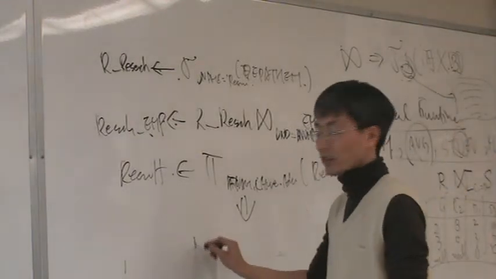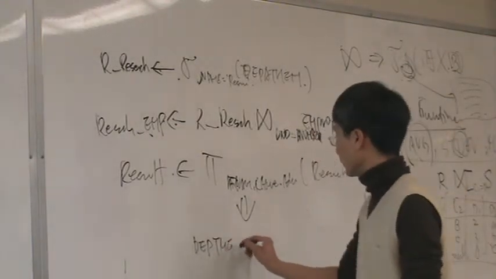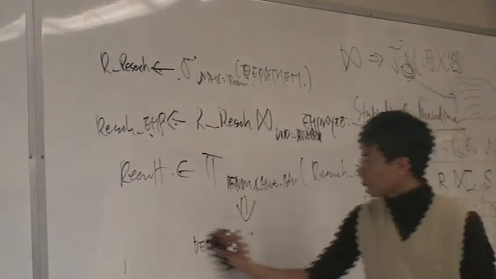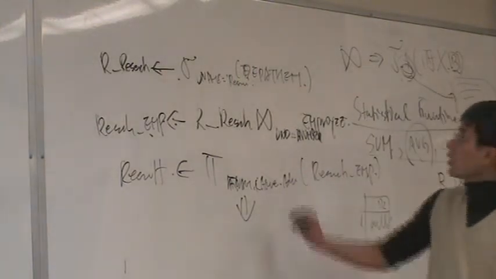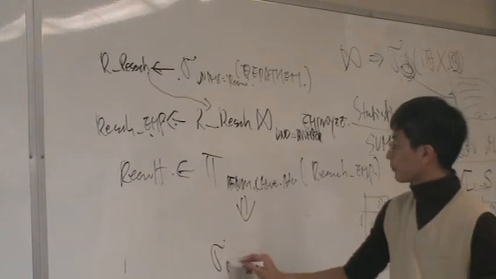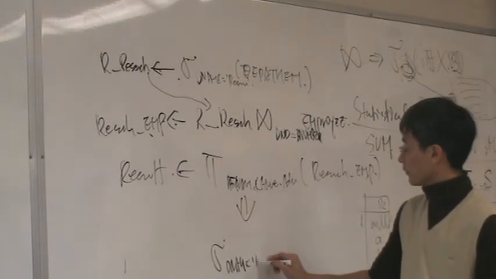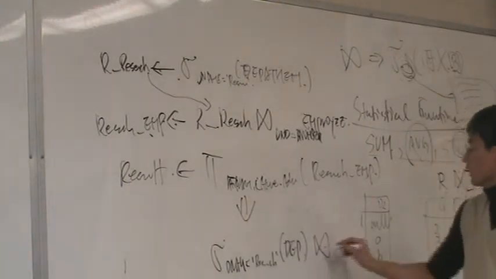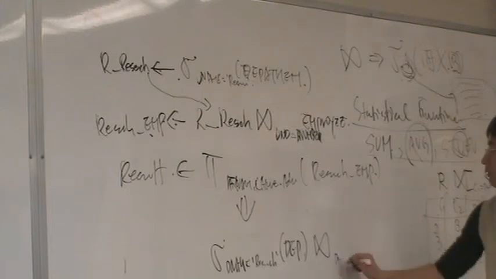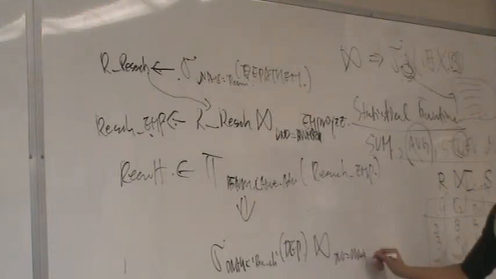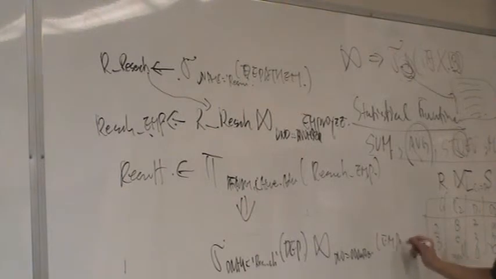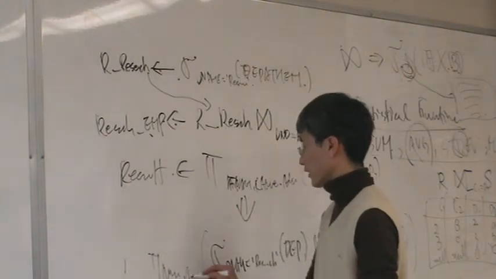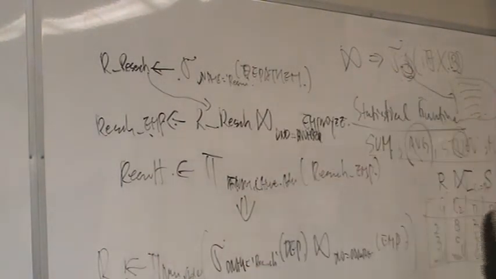How? Department, we can just plug it. Research department, simplify, and DNO or DNUMBER, and employ, then name, address, result. This is one.